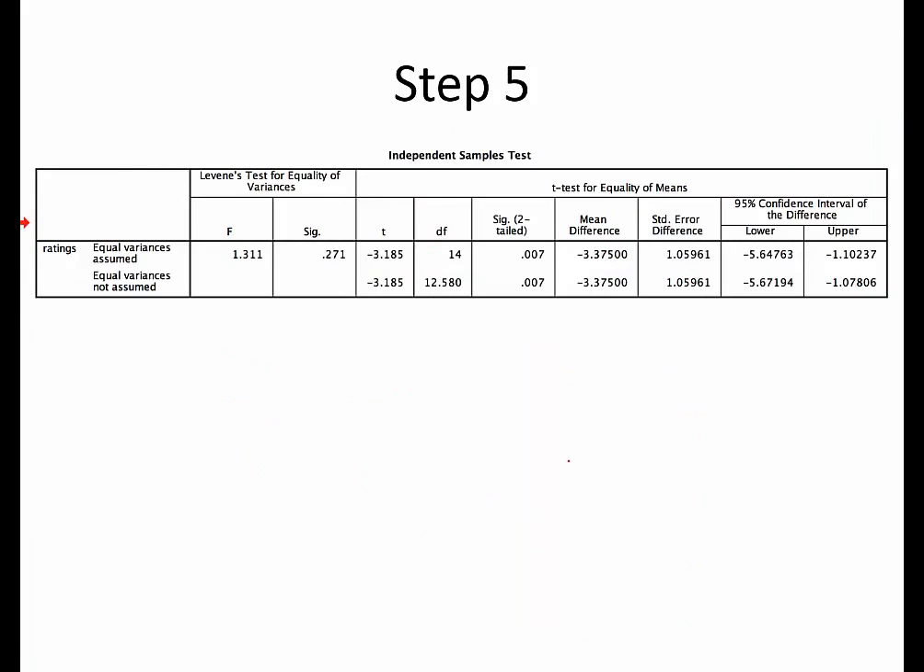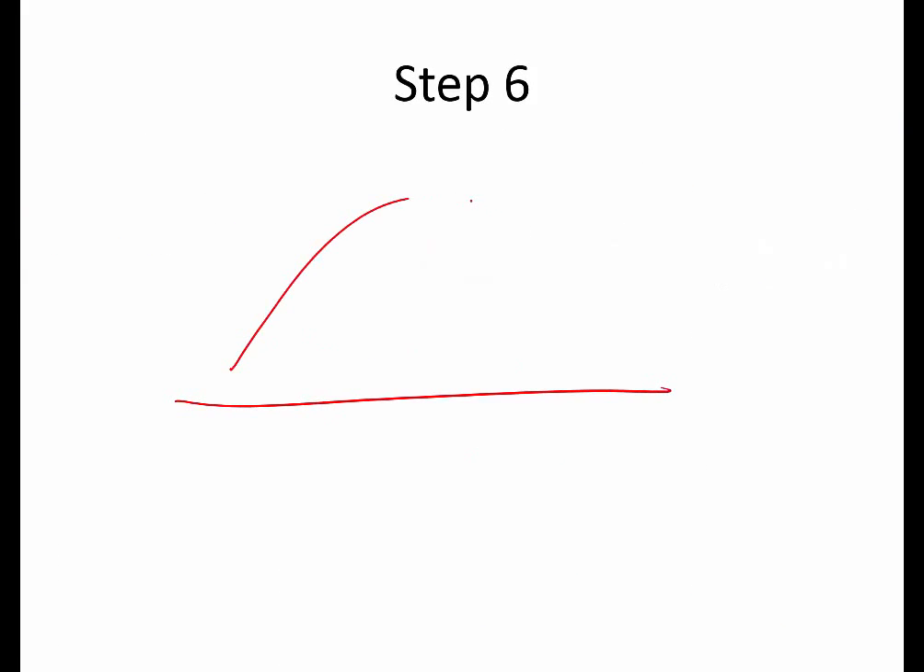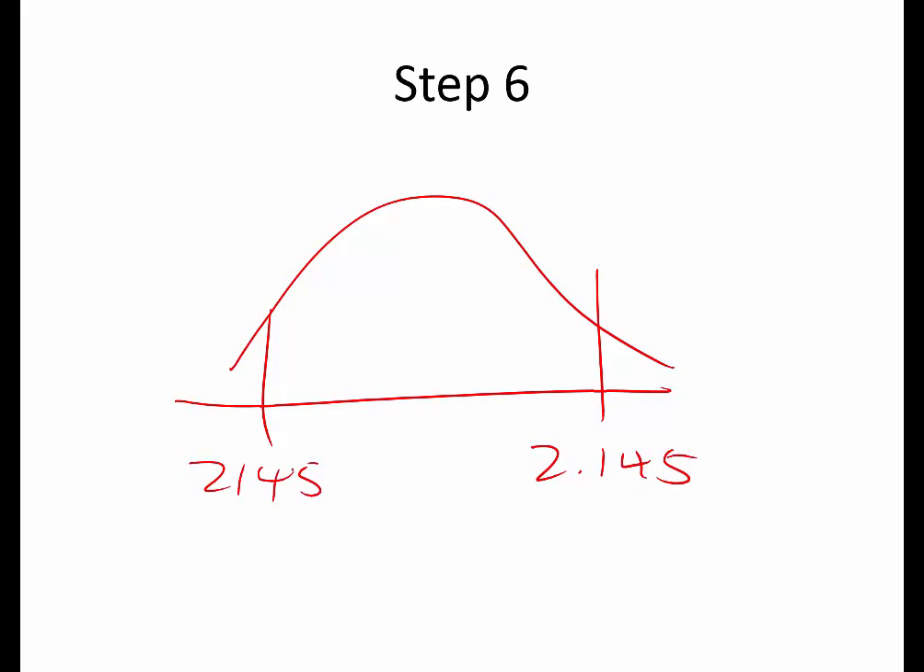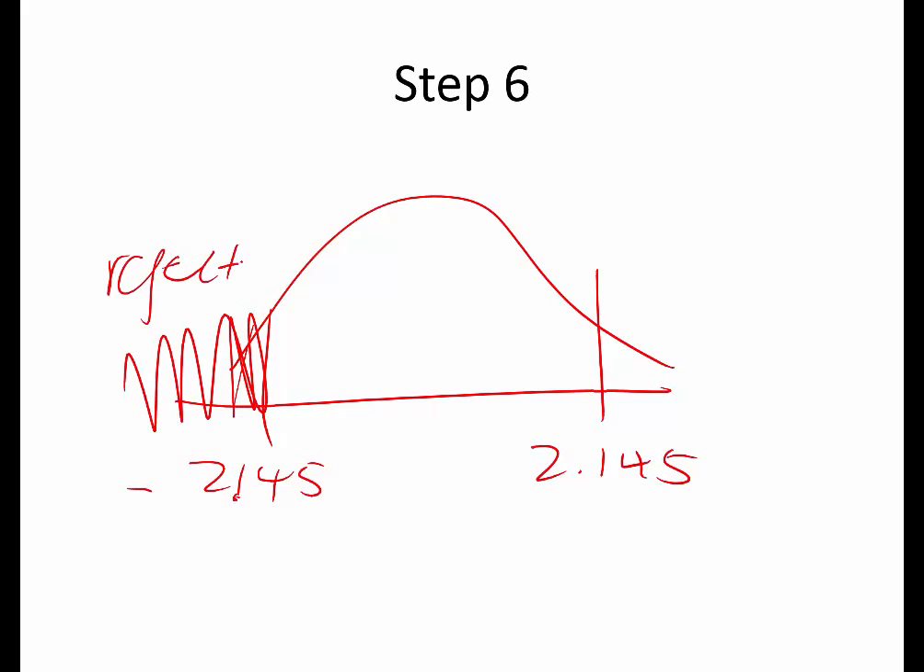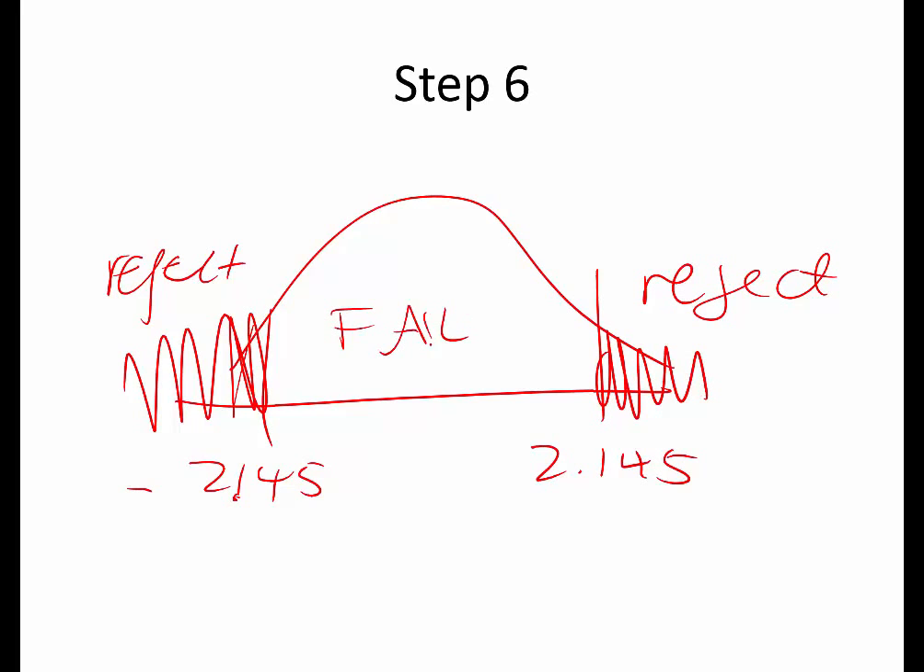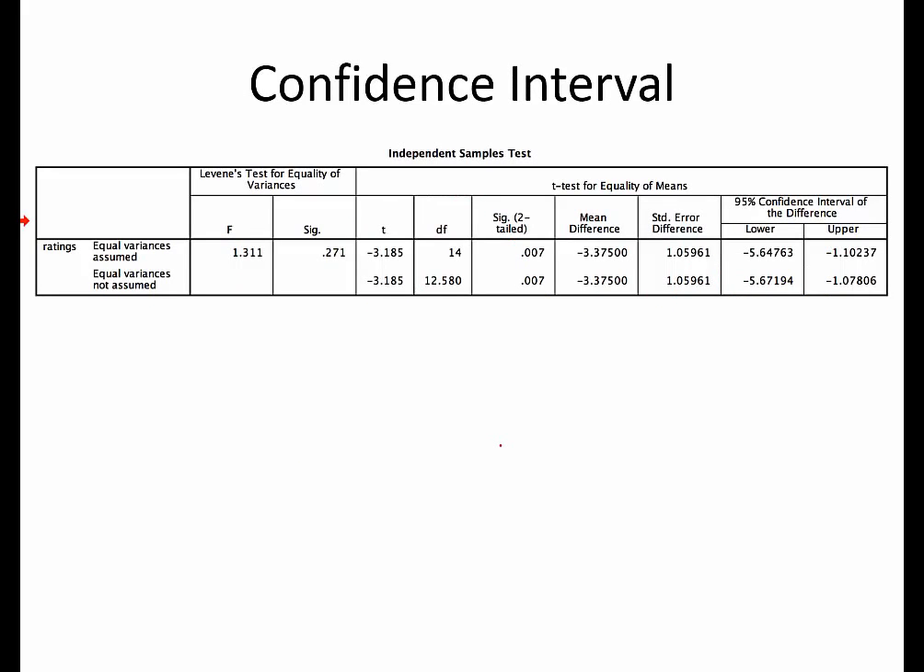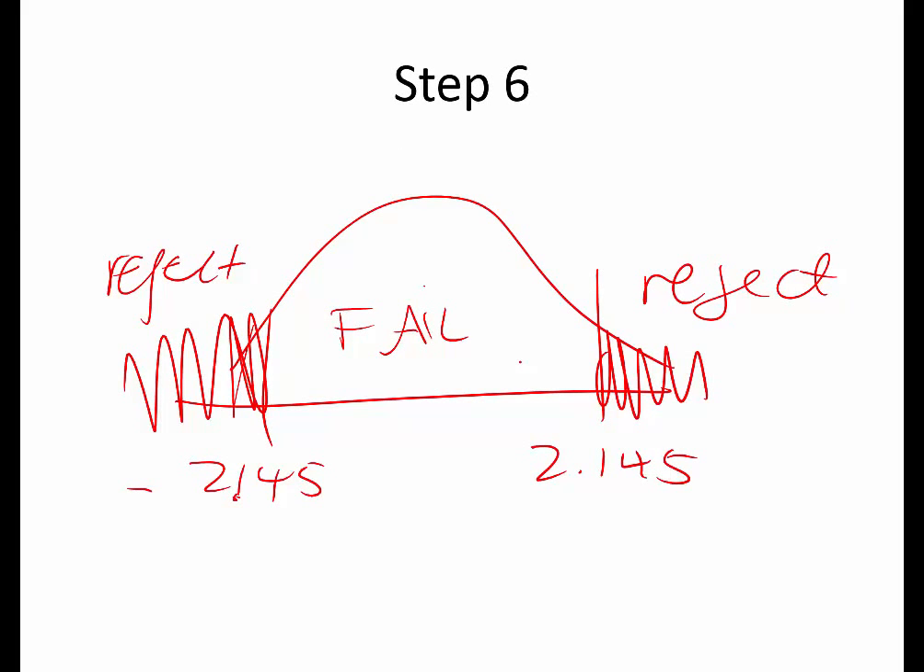I'm going to draw that on step 6 real quick. So both sides, 2.145, 2.145, this one's negative. Everything out here would be reject. Everything out here would be reject. Everything in here would be fail. No, bad. Okay. PowerPoint has got a mind of its own.